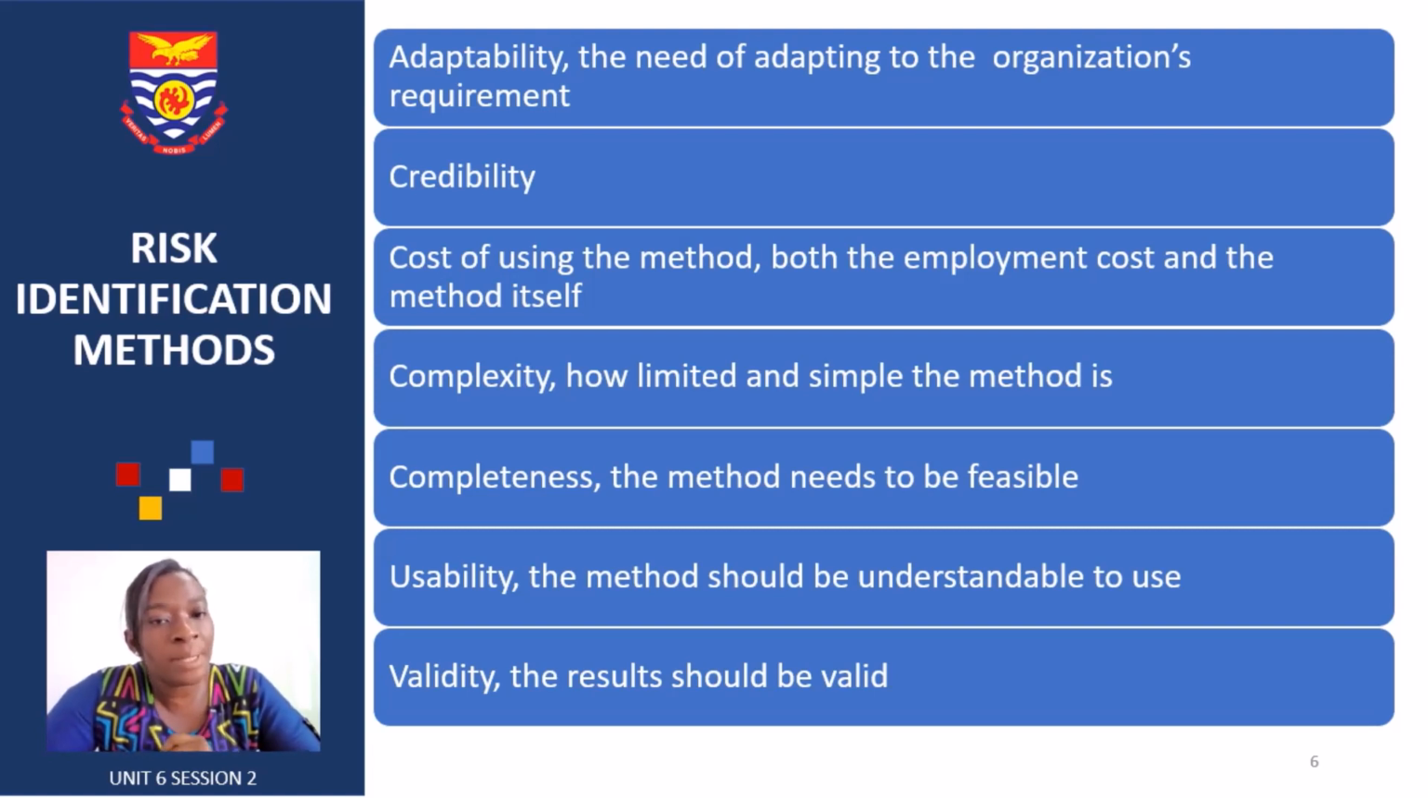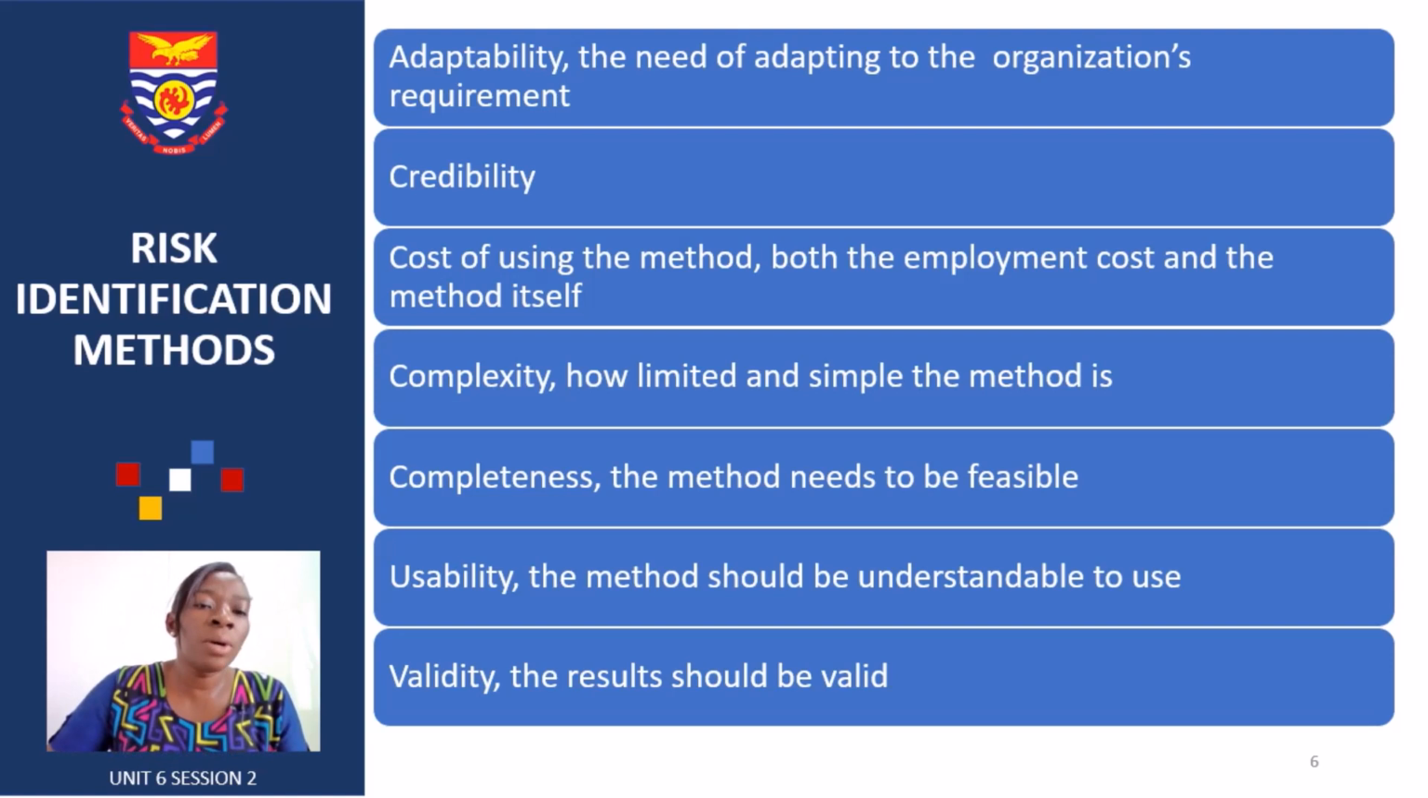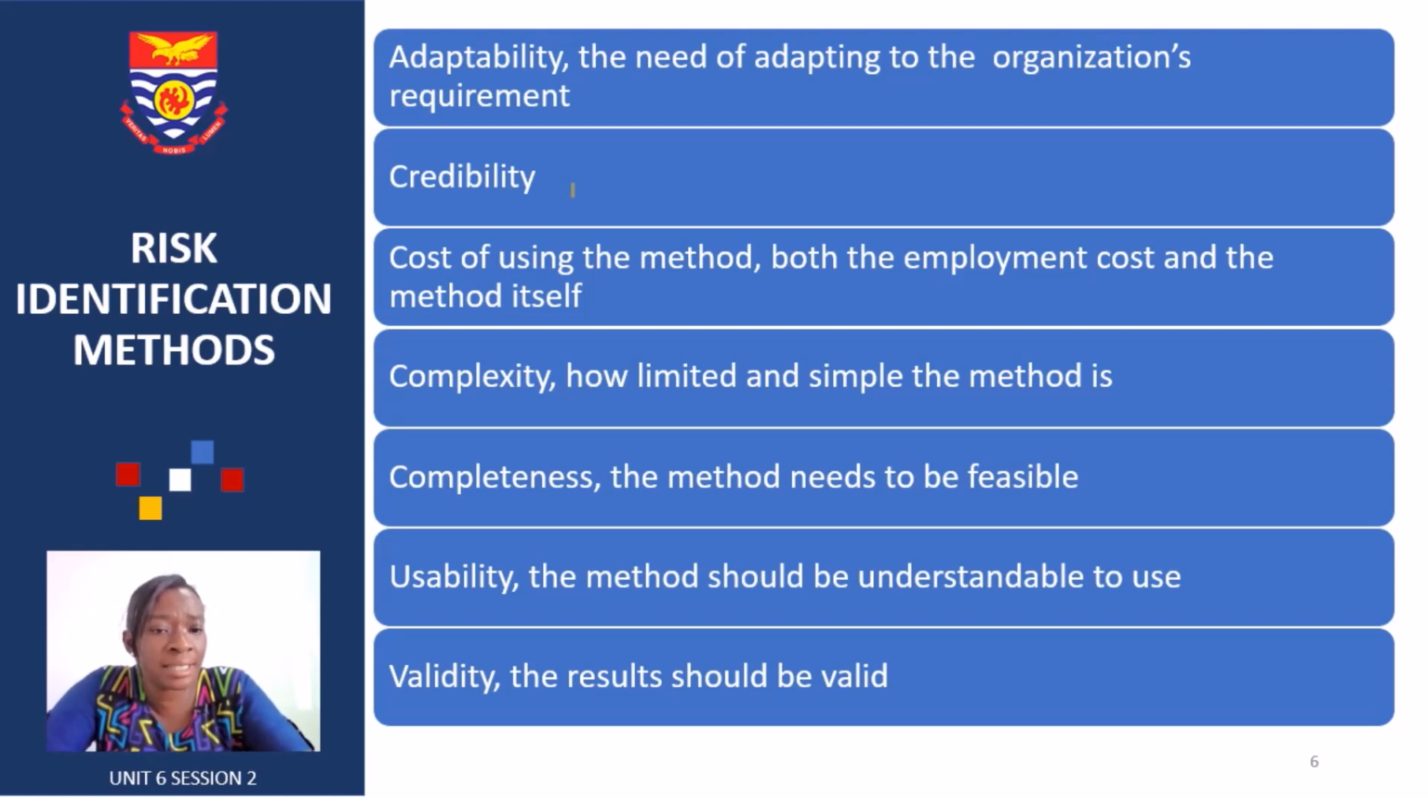One is what we call the adaptability of your project. We're saying that there is a need for adaptability to the organization's requirements, because these days things happen, and you have to make some changes to still be in business or continue the project. So it is very necessary for you to be flexible and adaptable to situations as they happen. There is a need for flexibility and credibility, which deals with trust. We should look at the cost of using the method, both the employment cost and the method itself; the complexity, how limited or simple the method is; completeness; feasibility and usability, so you can understand and use it easily; and validity, the results should be valid enough when we use that method.